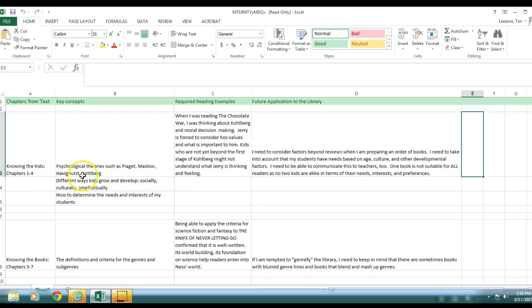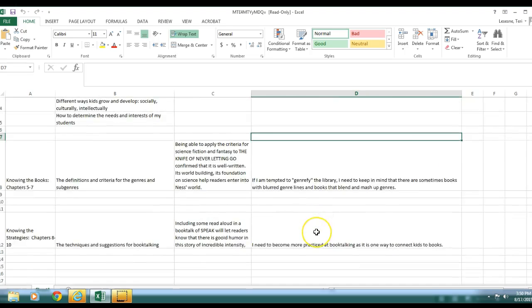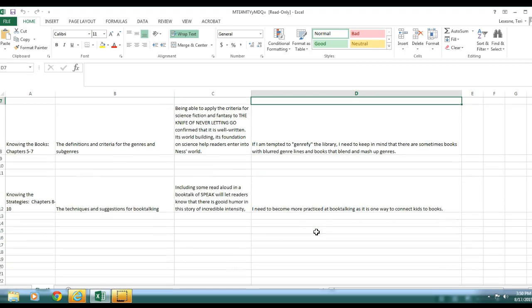I'm going to do that for each of the key concepts. I'm going to talk about how one of the books I've read for class kind of reminds me of why this is important. And I'm going to then talk about how this plays out in my library, if I'm in a library already or when I'm in a library after I'm done with my MLS. So there's section 1, and that's done. And notice that I've given you some ideas about sections 2 and 3 as well.